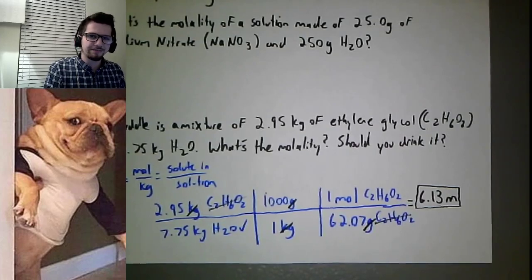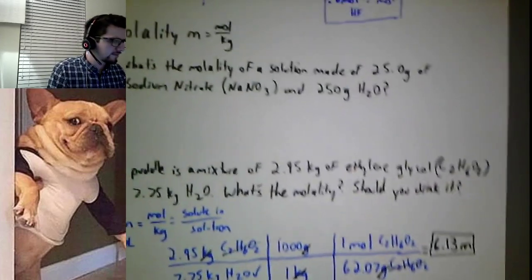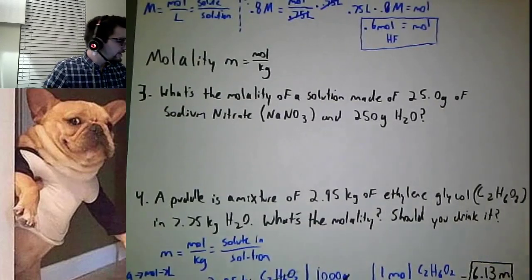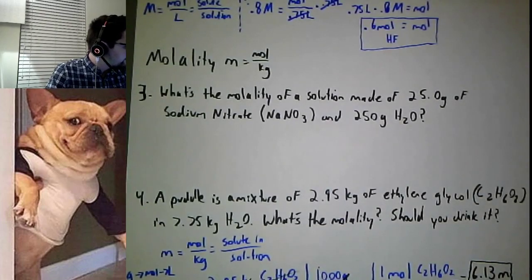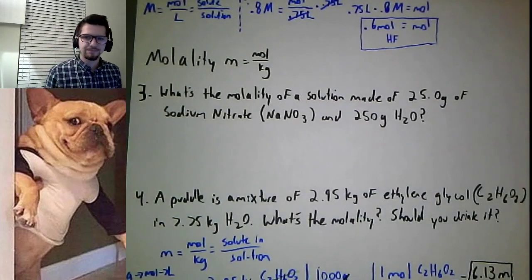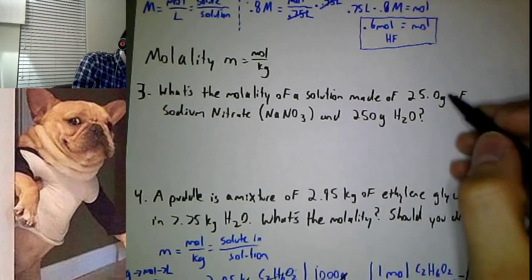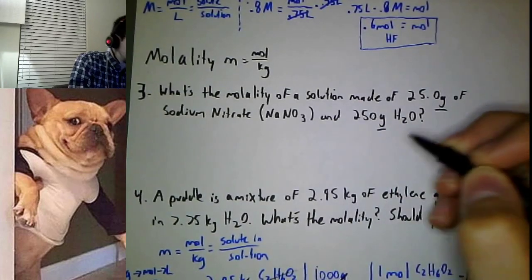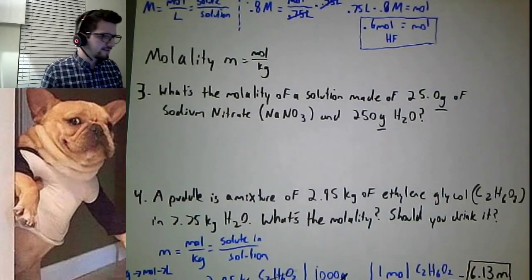And that is your answer. Number 3 is done super similarly. So just remember that you need moles over kilograms. And what do you have as units? There's your hint. So now let's talk about boiling point and freezing point.